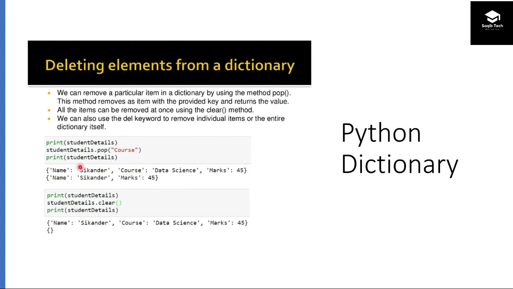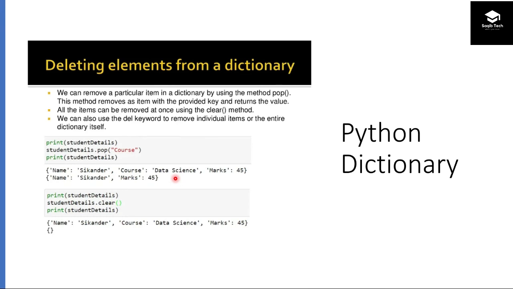If I am writing student_details.pop('course'), it will get the value of course and display it, and then the value will also be removed from the dictionary. So if I'm writing .pop, first of all it will get the value, and also it will remove that value from the dictionary. You can see in the output, first it has all the values, but when we have pop course, you can see that course is removed from the dictionary.